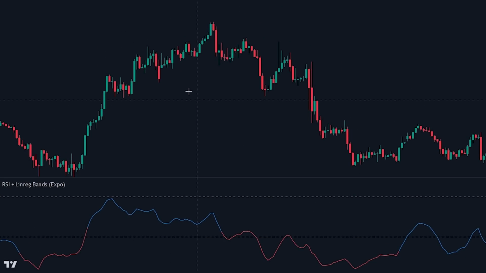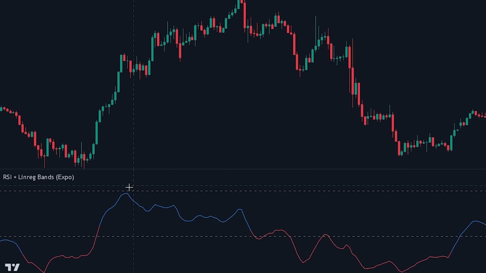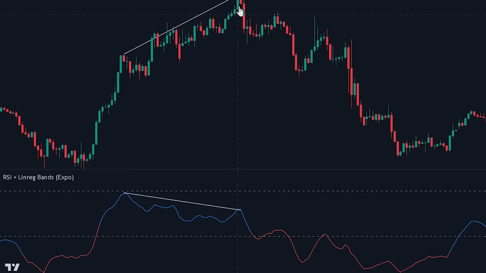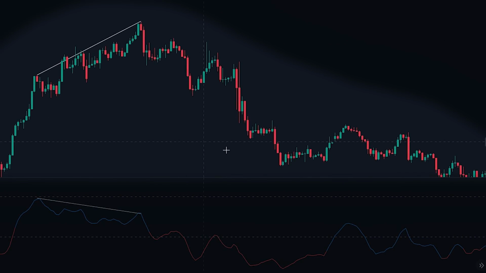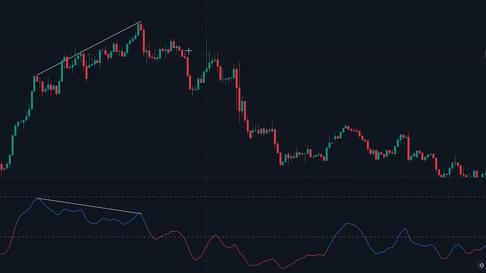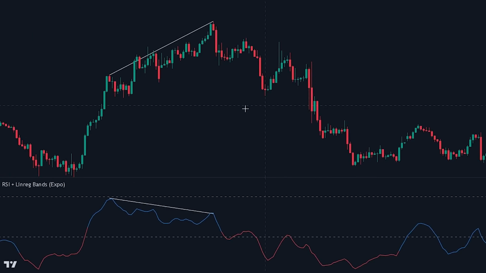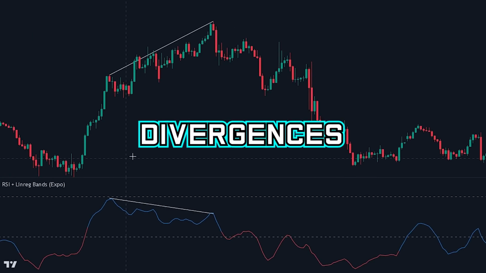Most people will use the RSI indicator to spot divergences, which is great for shorter-term signals. As you can see here, the RSI indicator is making lower highs, while the price is making higher highs. This shows us that a short-term bearish reversal is likely. If we take a look at the price action after this signal occurred, we can see that the price indeed made a bearish reversal.